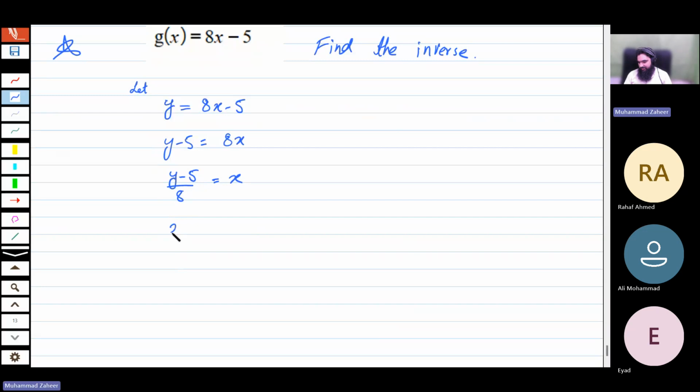So the third step is, we have to replace y with x and x with the inverse function. It is g, so it will be g inverse of x, which is x minus 5 over 8. So you just have three steps to find the inverse of any function.